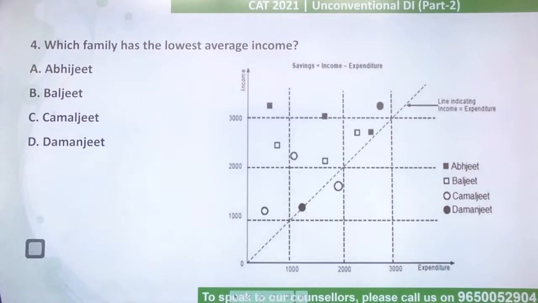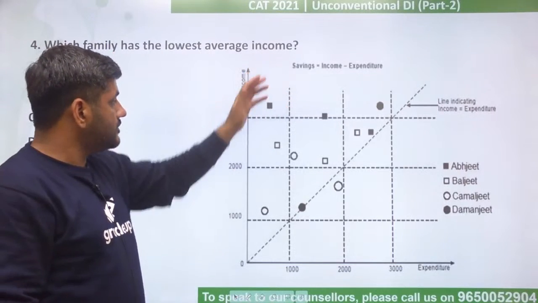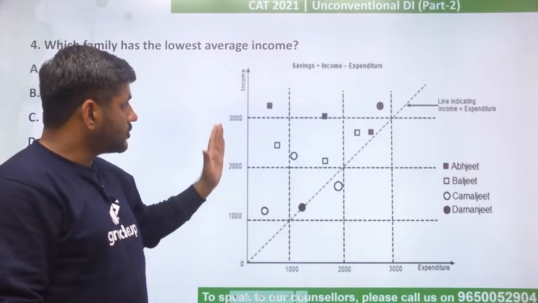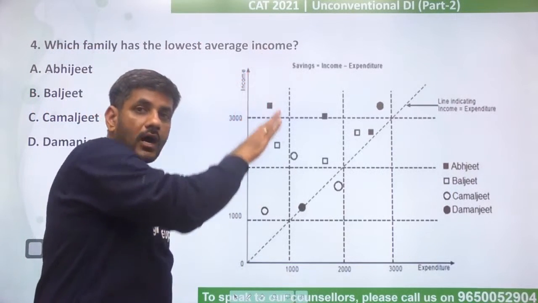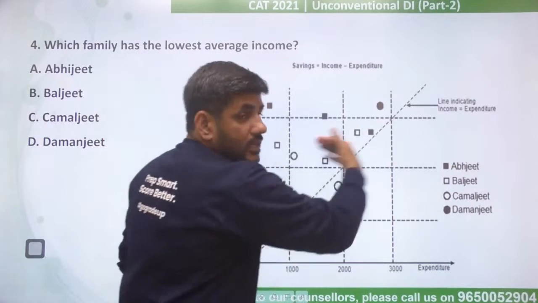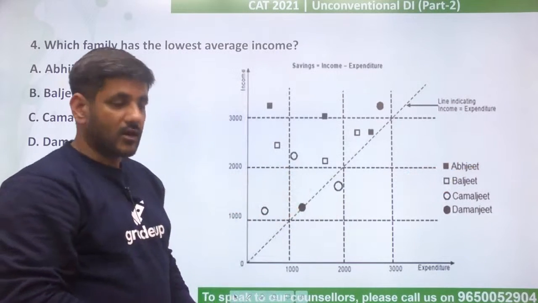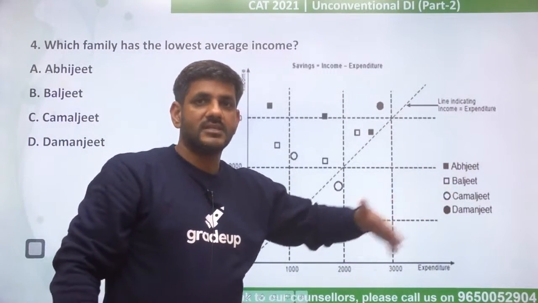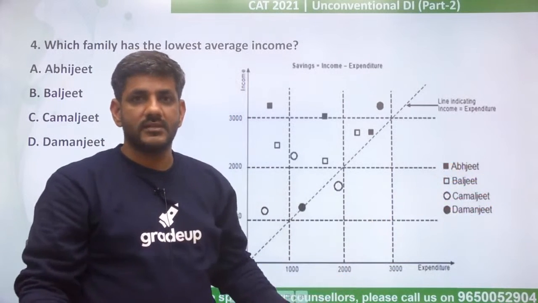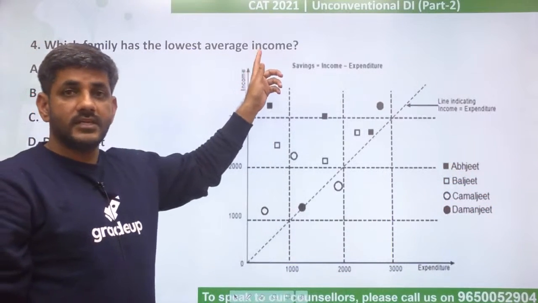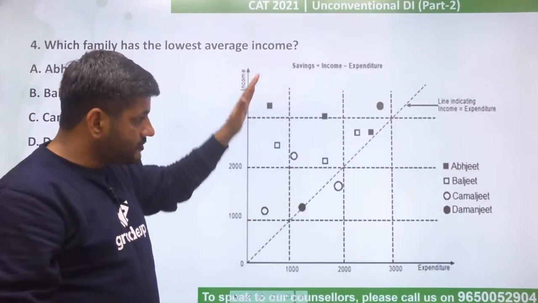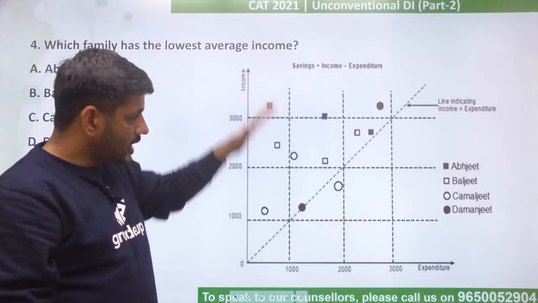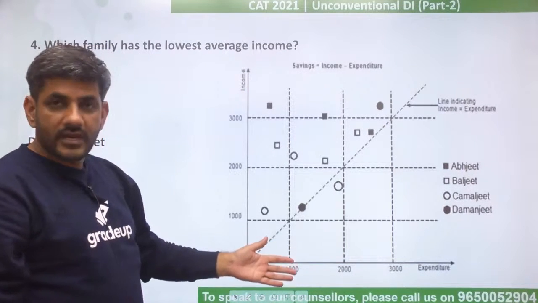Let's try to answer this question. Lowest average income. If it is talking about the income, income is represented by the y-axis. So basically we will just be looking at these figures. How far to the right they are is not my concern now, because if they are going to the right, that means their expenditure is increasing, but that is not the question. The question is lowest average income, so I am just looking for the heights. Height wise, which family has members on the lowest part on average?